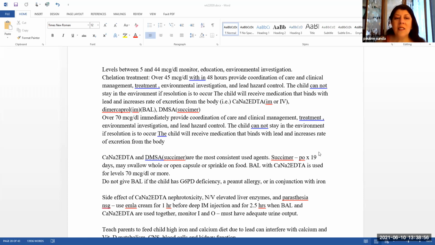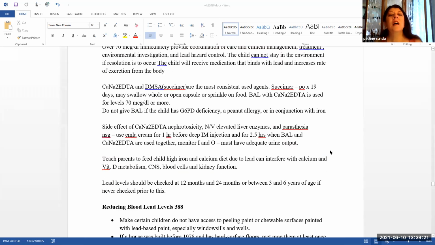For levels of 70 micrograms per deciliter, they need to have immediate coordination of care and clinical management, treatment, environmental investigation, and lead hazard control. The child cannot stay in the environment if resolution is to occur, and the child will again receive medication that binds with the lead and increases the rate of excretion from the body. Calcium disodium edetate and Succimer are the most consistently used agents. Succimer can be given orally, and they can swallow the capsule whole, or it can be sprinkled on food.